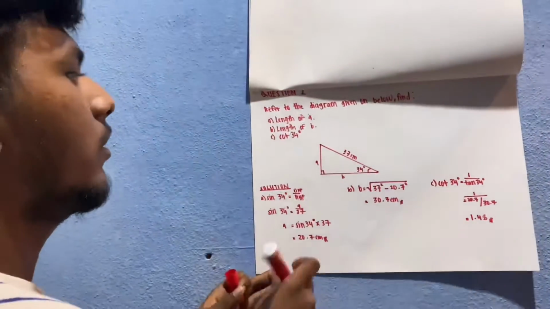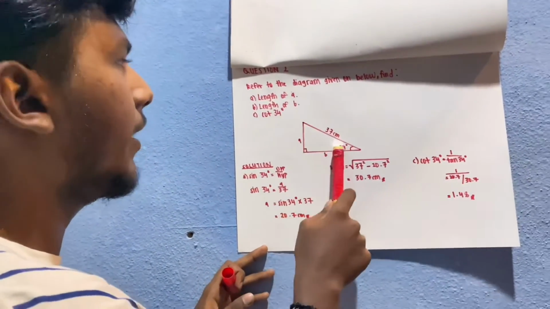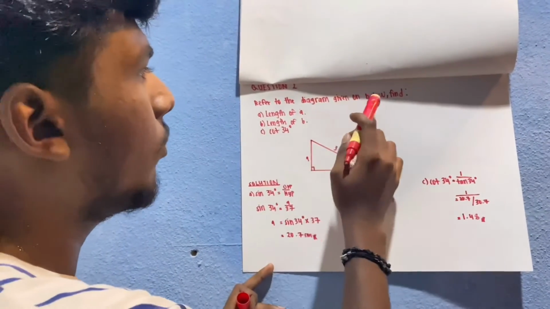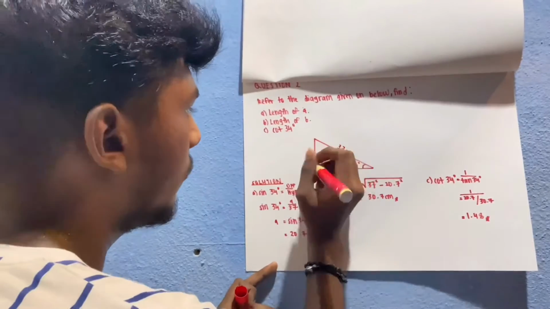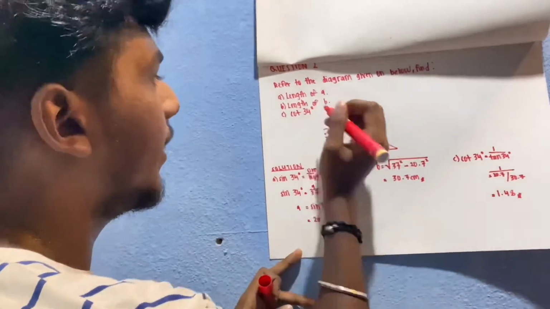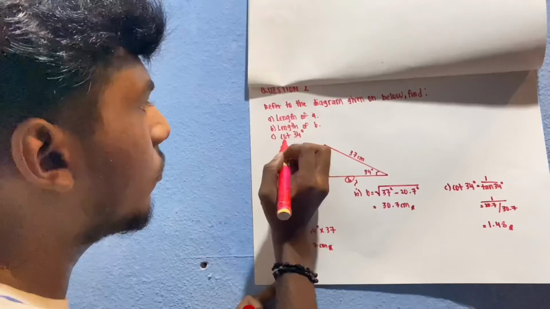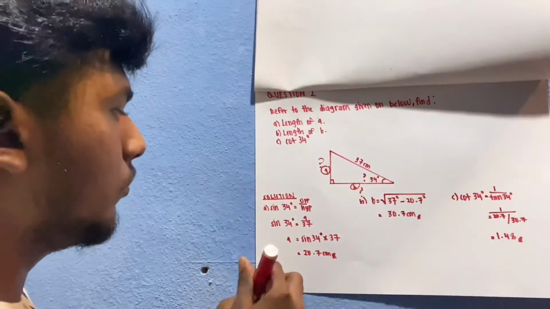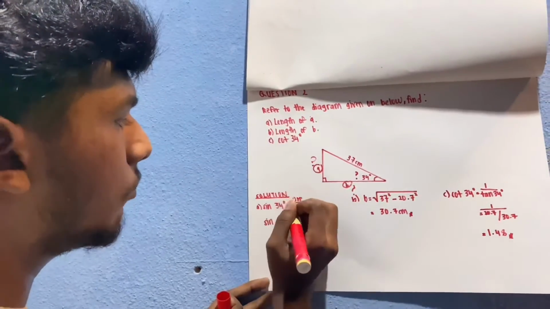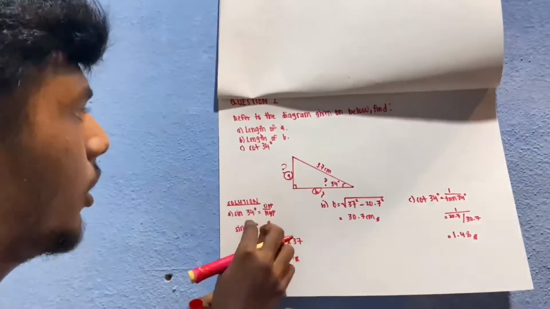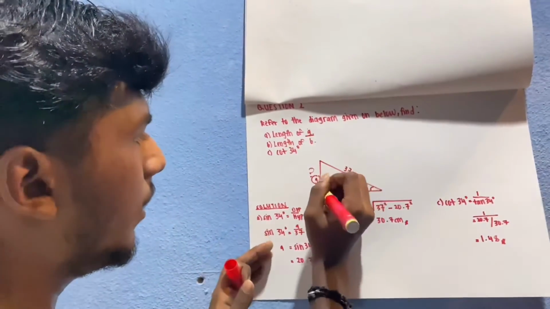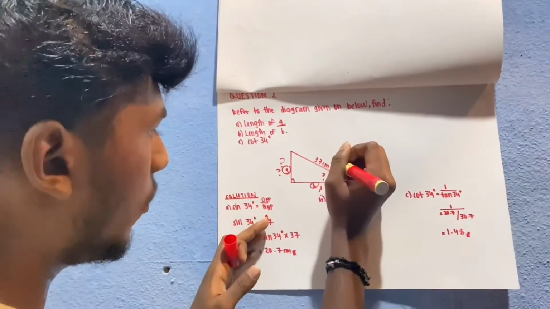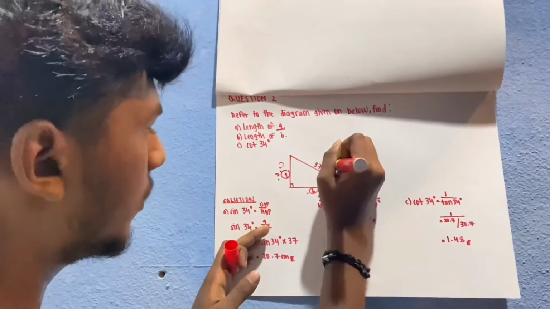question 2. This question has a picture like a triangle. The question asks: refer to the diagram given below, find the length of A, the length of B, and the cotangent of 34 degrees. For this, we use sin 34 degrees equals opposite over hypotenuse. If we want to find the length of A, which is this side, we have to divide the opposite by the hypotenuse.